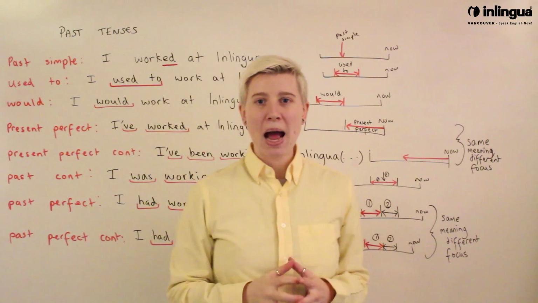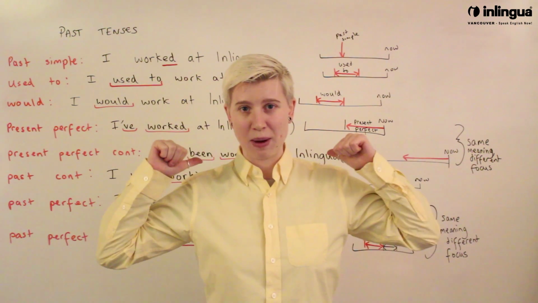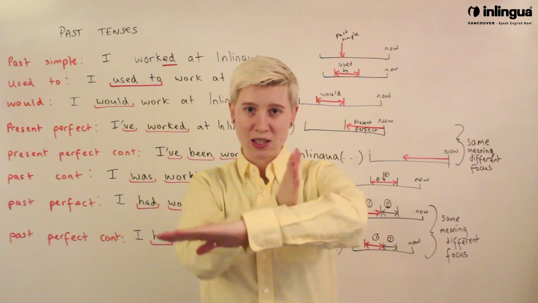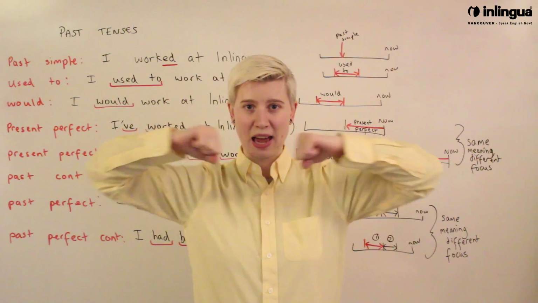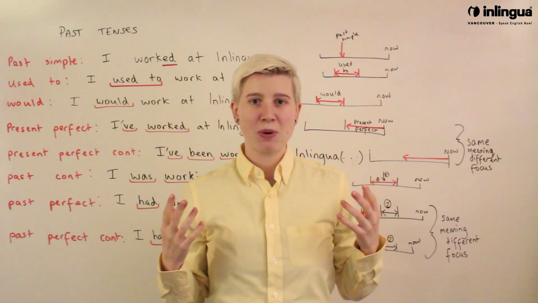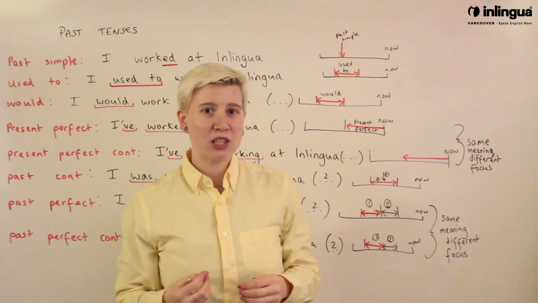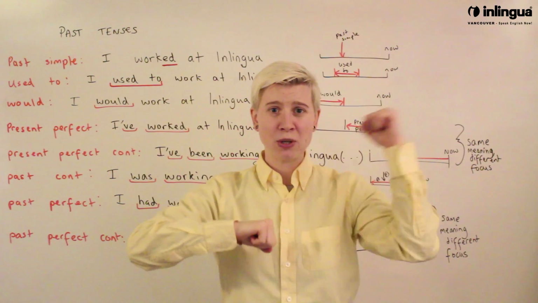Next one, past perfect. Also talking about two situations in the past, but this time they are not intersecting like this. Okay, they are happening one after the other, end to end. Situation 1 and then situation 2. And we use the past perfect to make it clear which situation happened first. Okay, number 1, then number 2.